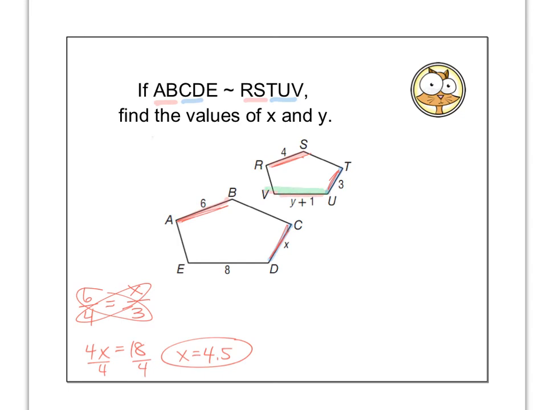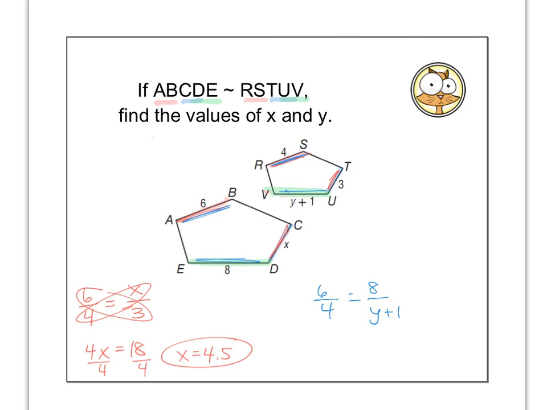Let me do a different color there. Y is down here, and it's between V and U. It's going to match up with DE, which is 8. So I'm going to use the 6 and the 4 again, and I'm going to go 6 over 4, because the 6 matches with the 4, equals, and now I'm going to use the 8 and the y plus 1. So equals 8 over y plus 1.